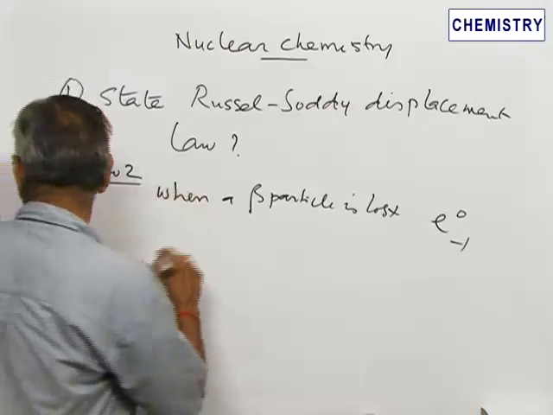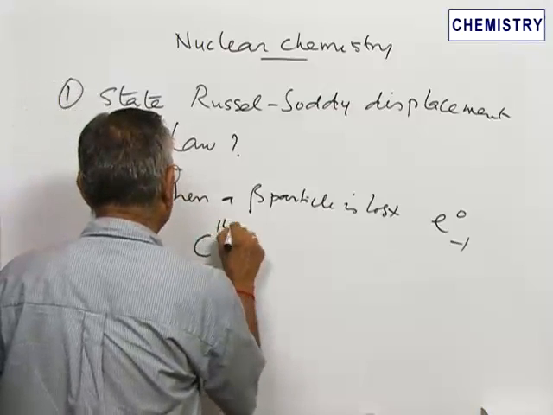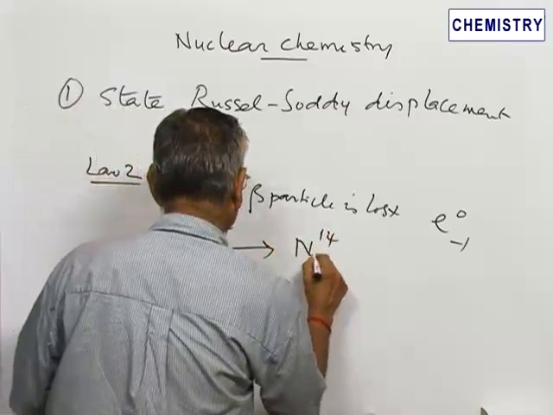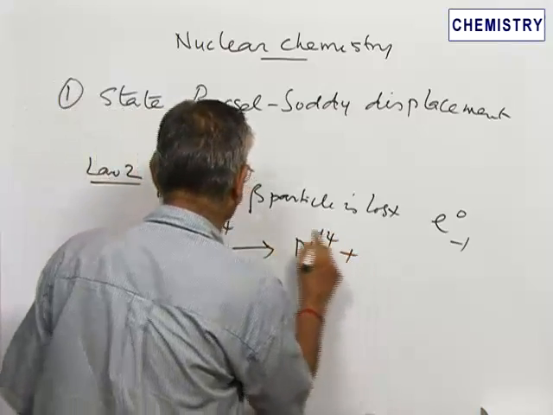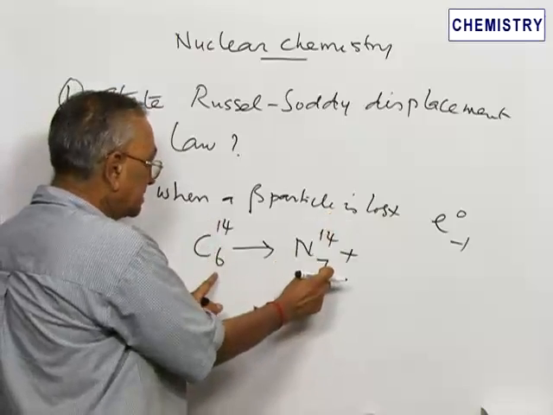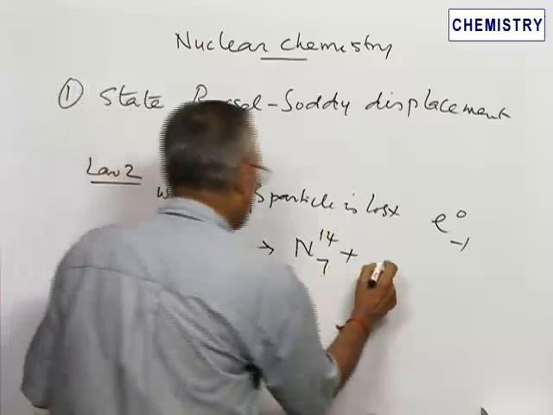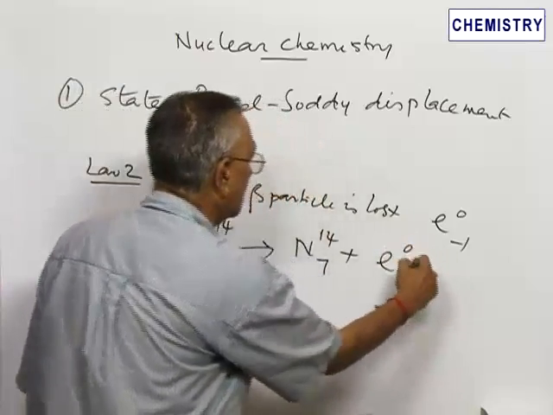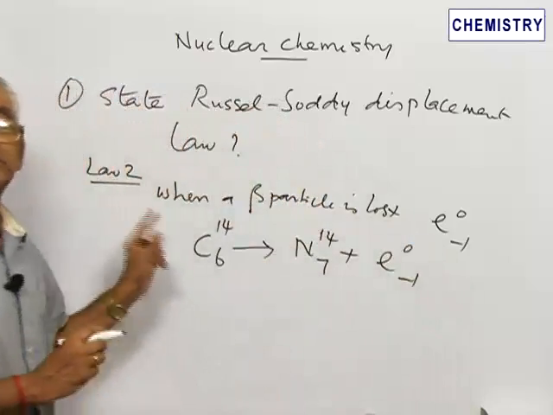So the loss of a beta particle can be shown as a C14 nucleus losing an electron to give N14. The mass remains the same, but the charge goes up by 1 unit, and of course an electron is lost, which is equivalent to a beta particle. So this is the second law.